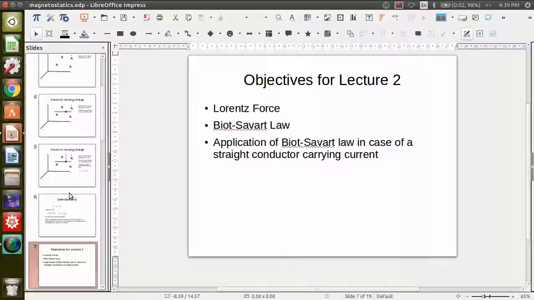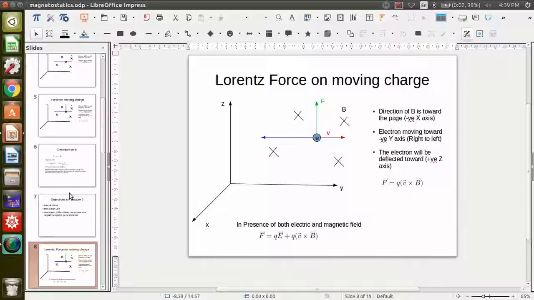These are the objectives for today's lecture. One is the Lorentz force, second, we will start with our Biot-Savart law, and we will apply this in one special case, which is a straight conductor carrying current. So let's start with the Lorentz force.